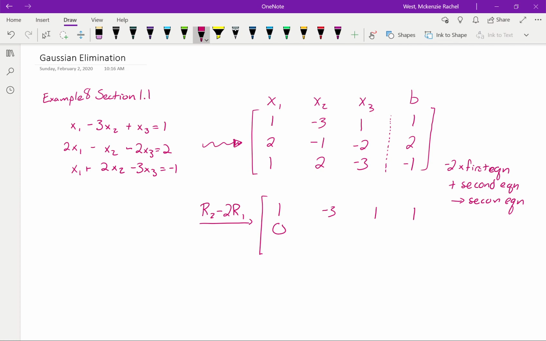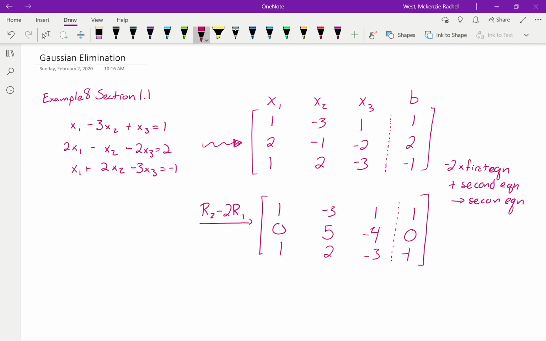We wanted a 0. Then we get a minus 1 minus 6, so we actually get a 5 there. Minus 2 minus 2 is negative 4. And then 2 minus 2 is 0. And then, again, we also didn't change the third equation, so that'll stay the same. So notice we've essentially done exactly what the book's done. We've just simplified our writing. We don't have to write all those x's.